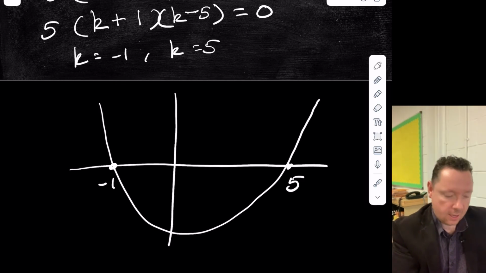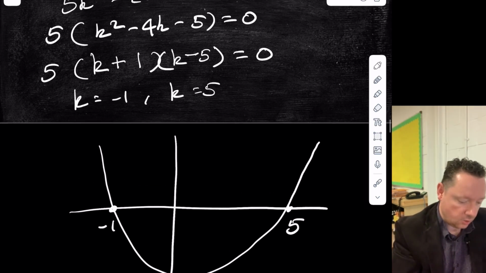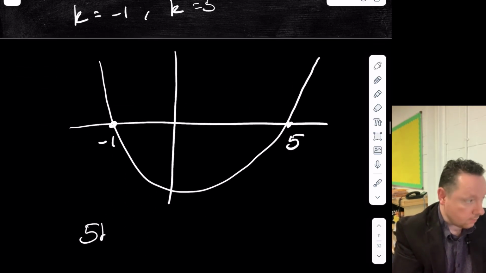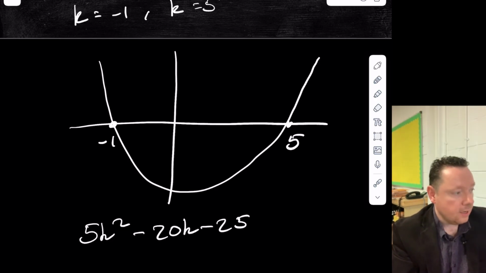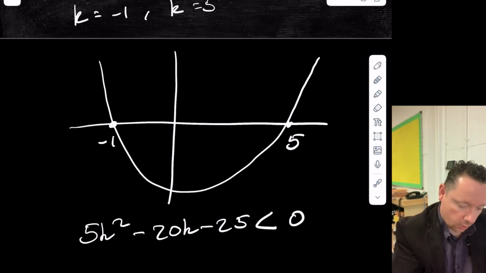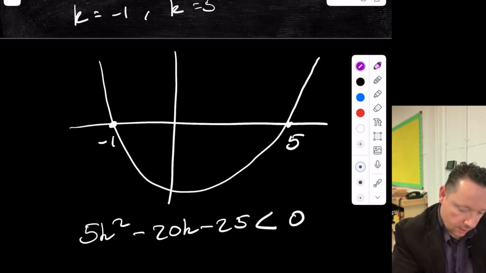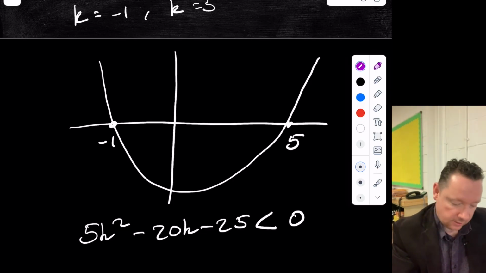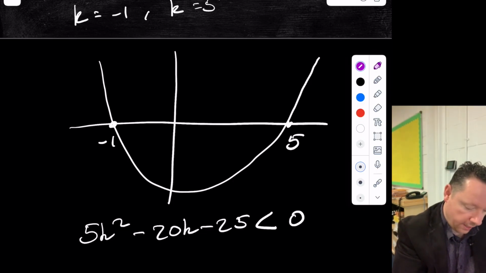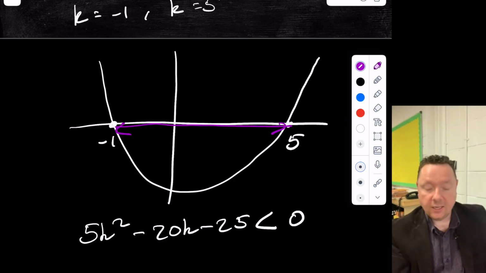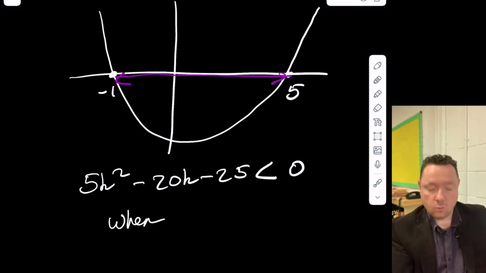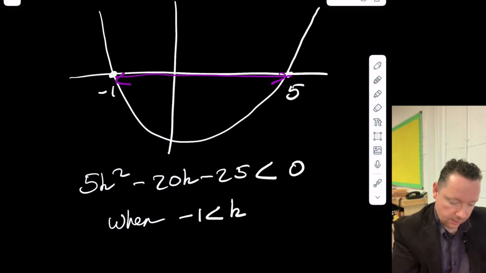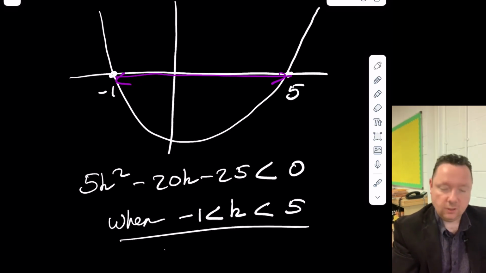There's your rough graph. And we want 5k squared minus 20k minus 25 to be less than 0. So we're looking at, if I just draw this in a different colour, it's less than 0 when it's below the x-axis. So it's below the x-axis in between these 2 points. So that happens when -1 is less than k is less than 5, and we're done there.